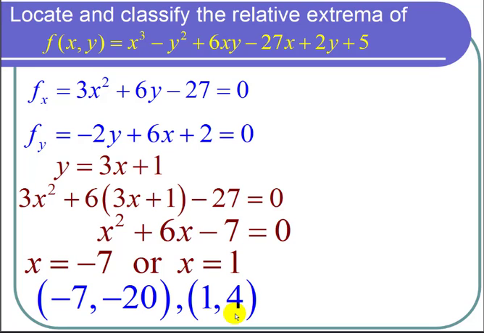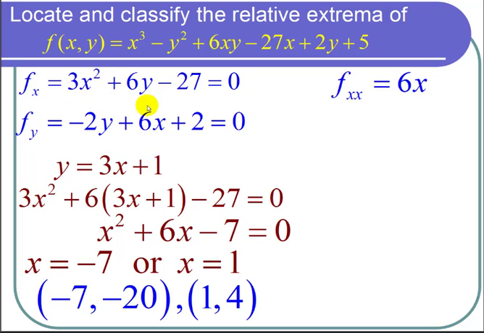So now let's find out if there are relative extrema, and if there are, are they maximum or minimum? And maybe we have a saddle point that isn't either, but still interesting. So to do that, I take the second partial derivatives. I take f x x by taking the partial derivative with respect to x of f x, and that's 6x. Then I take f y y, the partial derivative with respect to y of f y, and that's negative 2.